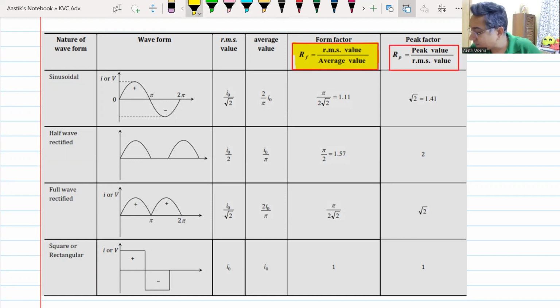Remember these two factors. They have not asked this in any exam, but I don't know what they can ask. For a sine wave, for a half wave, for a full wave, for a square wave, remember these terms. You can just note them down so that in the examination hall you can just tick them and move ahead. I'll give you 2 minutes to do it.